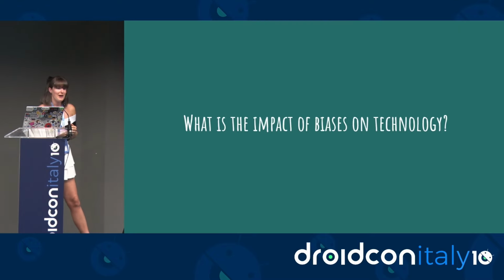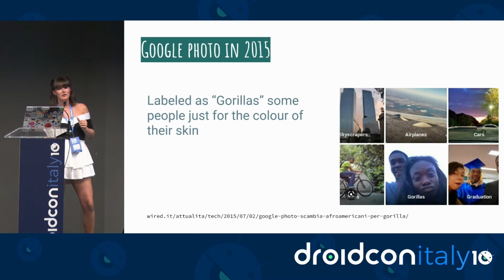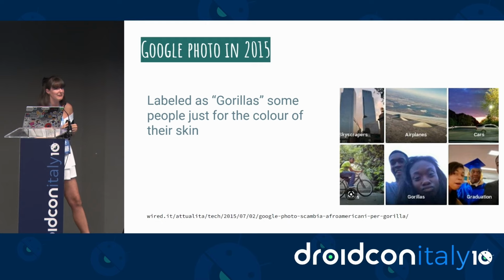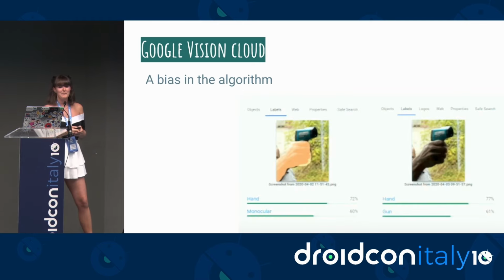What is the impact of biases in technologies? Who has ever heard about Google Photo in 2015? They labeled some people as gorillas just because of the color of their skin, because of the algorithm that recognizes images in photos. Another bias in an algorithm was in Google Cloud Vision: when people with black skin held a thermometer, it recognized it as a gun, instead of when white people held it, for example.